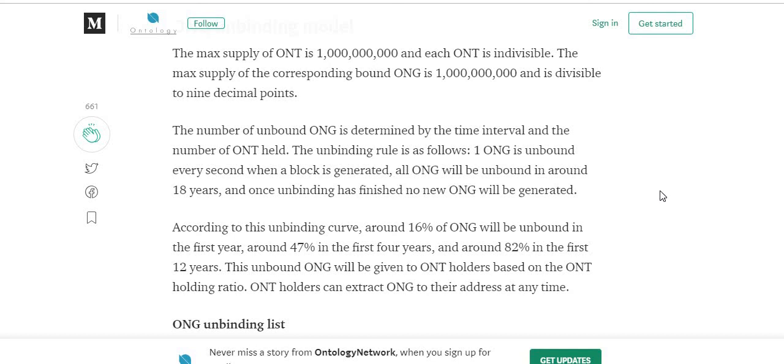Just following up, according to this unbinding curve, around 16% of ONG will be unbound in the first year, around 47% in the first 4 years, and around 82% in the first 12 years. This unbound ONG will be given to ONT holders based on the ONT holding ratio. ONT holders can extract ONG to their address at any time. All right, so obviously that didn't really give me what I was after.